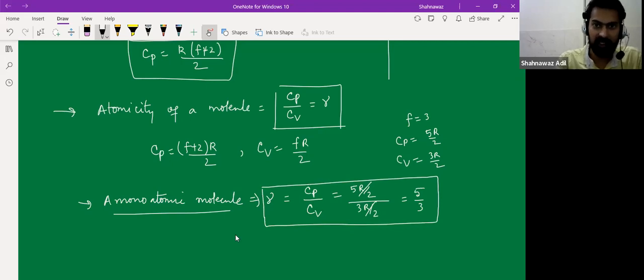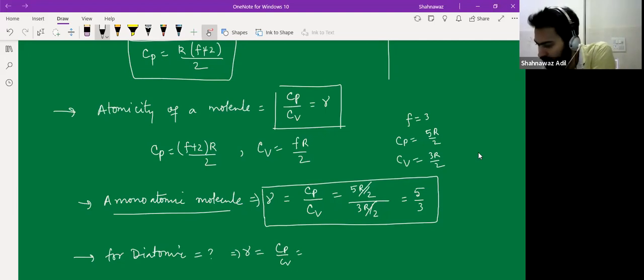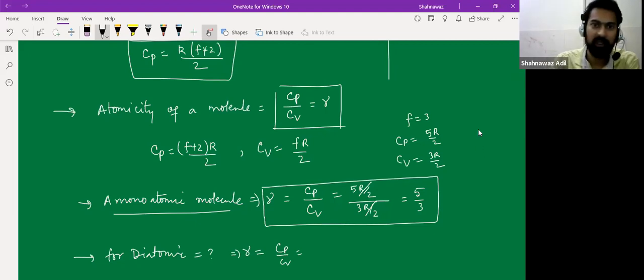And can you guys calculate it for the diatomic? For diatomic, it will be what? Please calculate and tell me the answer. I have written the degrees of freedom for diatomic, right? So I have done this.